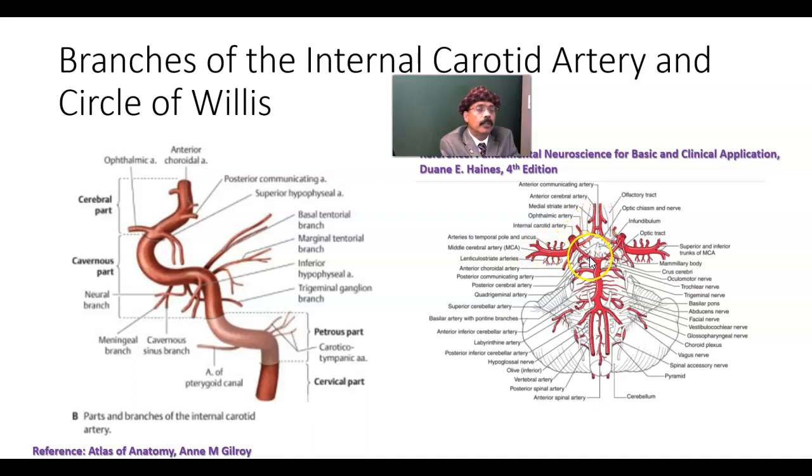We have the posterior communicating artery, and this artery will contribute to the formation of the circle of Willis, the posterior part by the vertebral artery, basilar artery, and posterior cerebral artery, and the anterior part by the anterior cerebral artery and middle cerebral artery. These are the two big branches from the internal carotid artery. We have other branches we have just discussed: the ophthalmic artery, the anterior choroidal artery, and the posterior communicating artery, branches of the internal carotid artery.